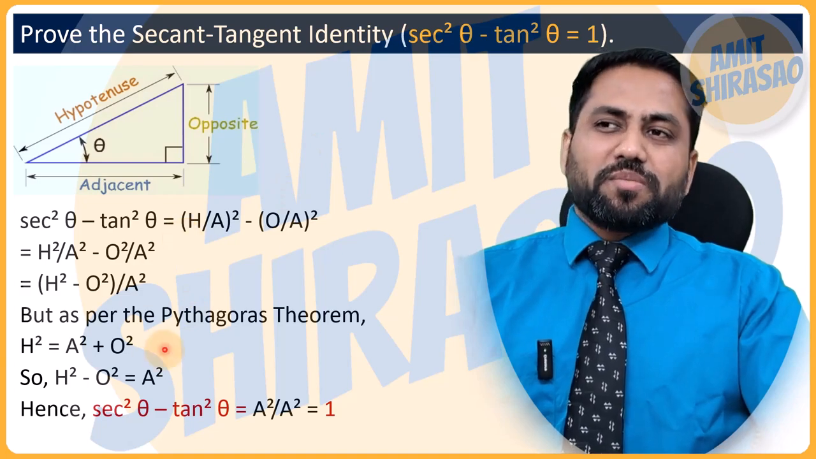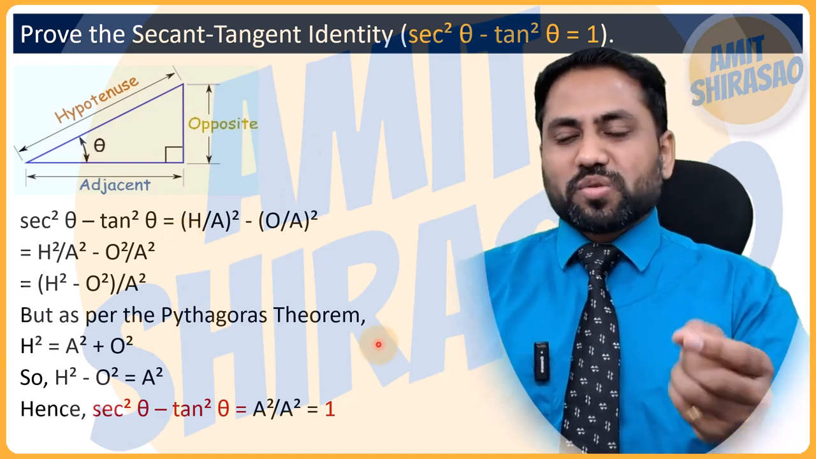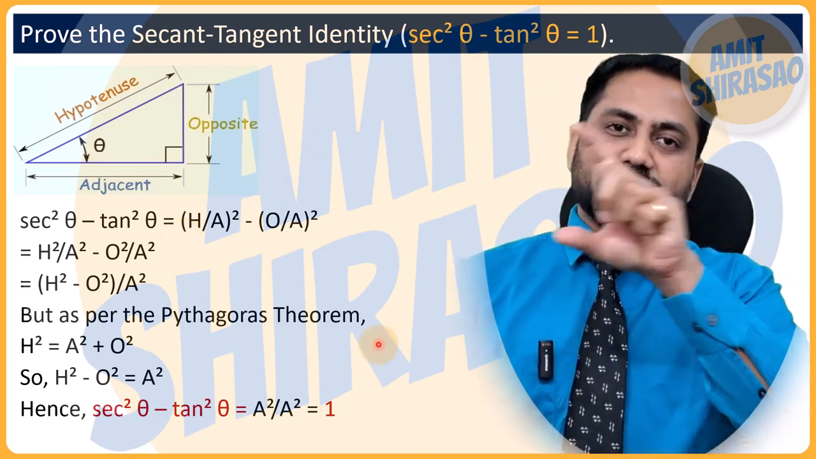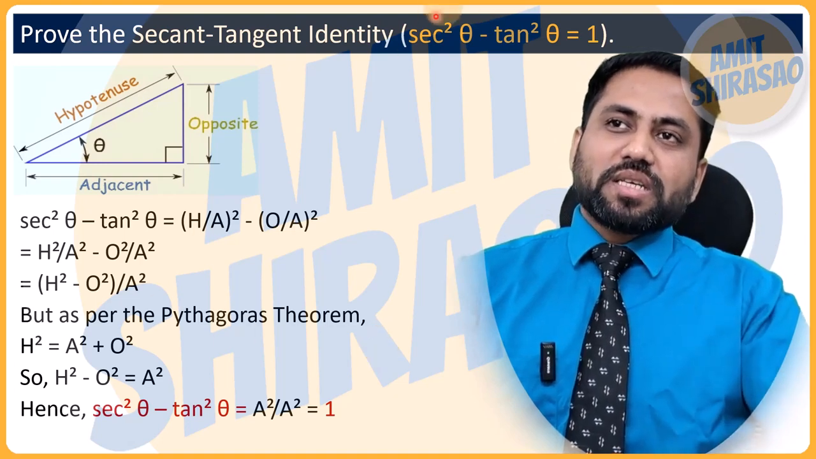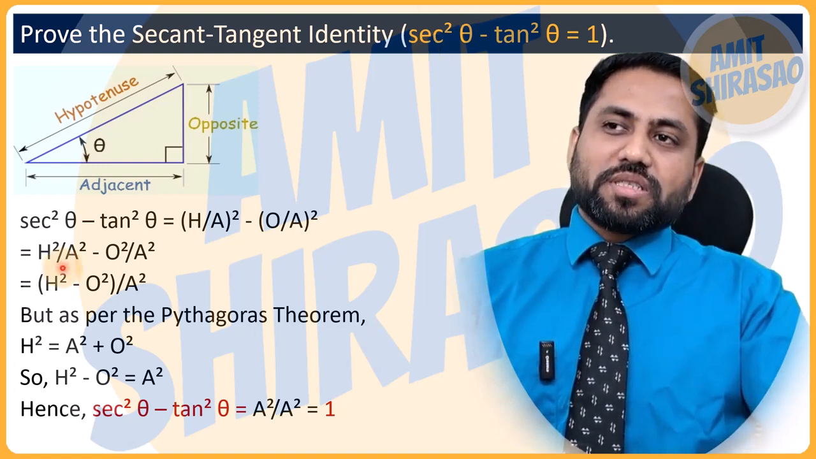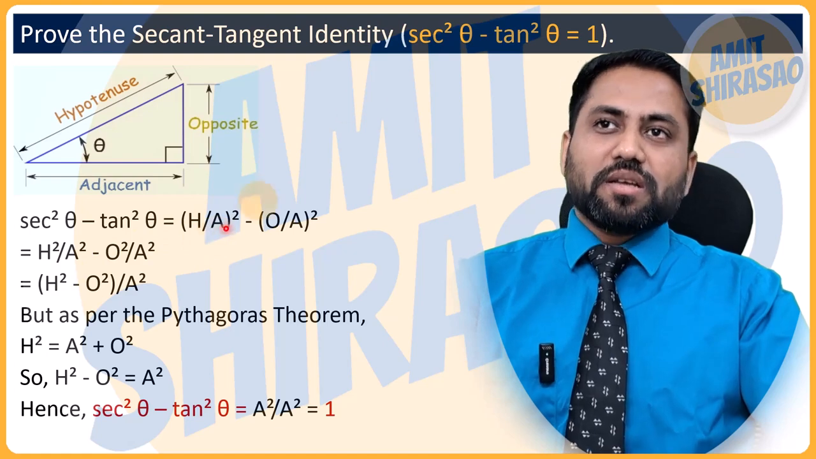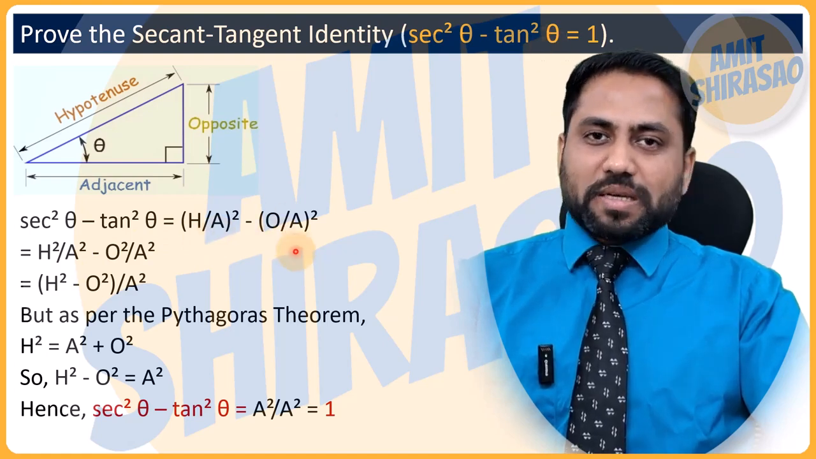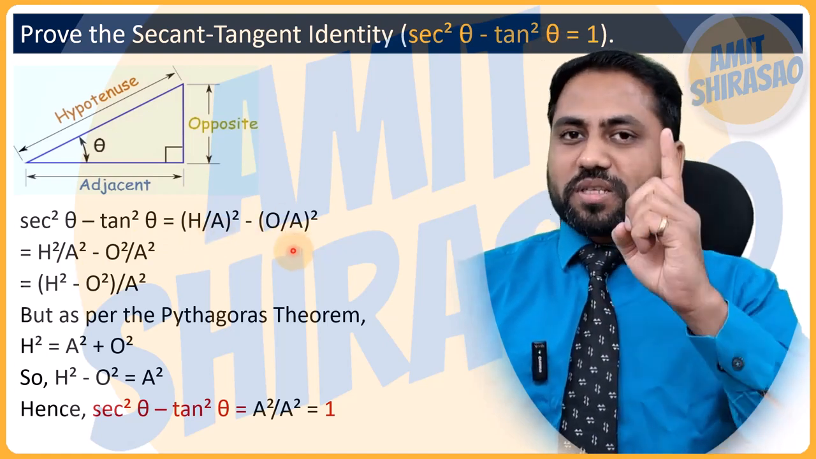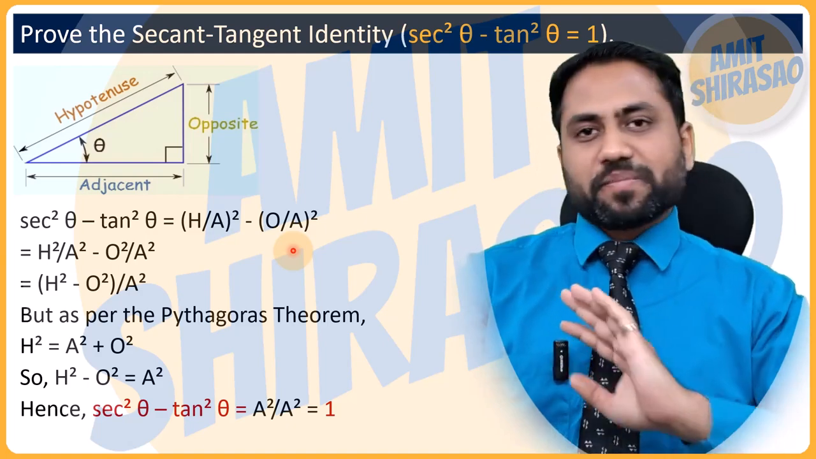Everything is getting proved by Pythagoras theorem only. So just remember the Pythagoras theorem and the very first slide that I showed you, that when I say secant, it means hypotenuse upon adjacent. When I say tan, it is opposite upon adjacent. So just remember that first slide and remember Pythagoras theorem. That is sufficient.